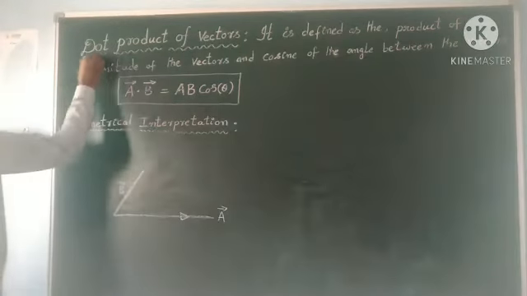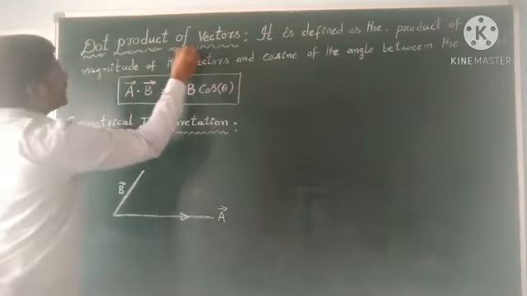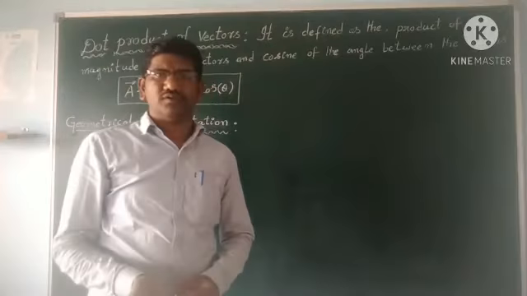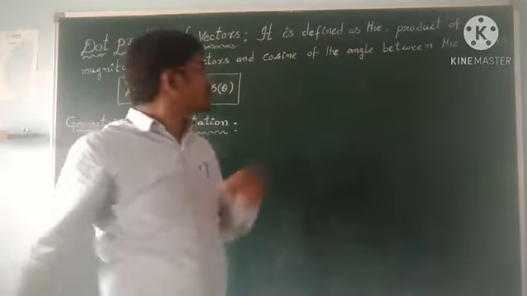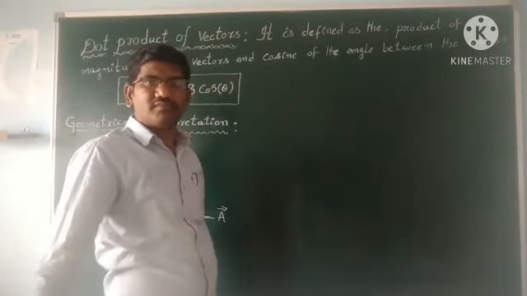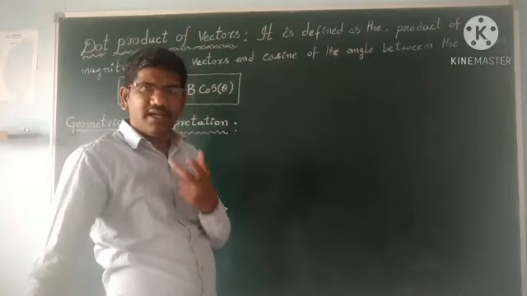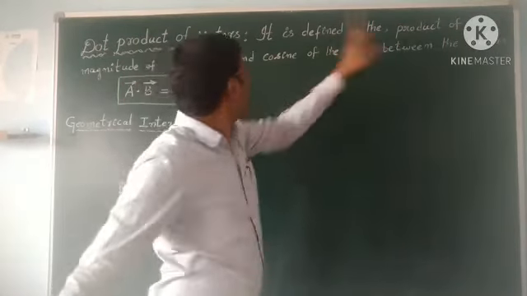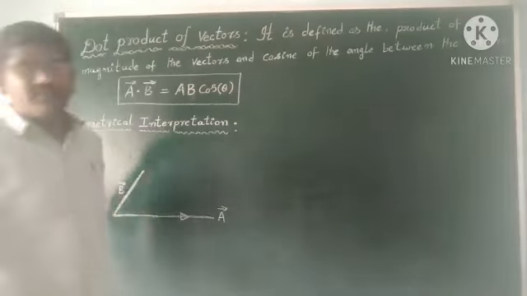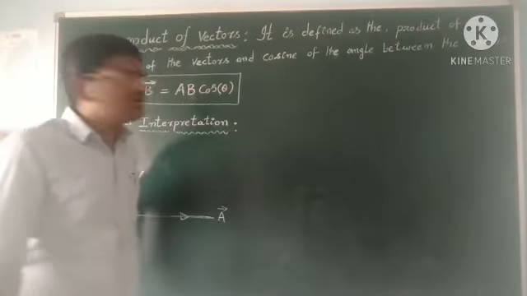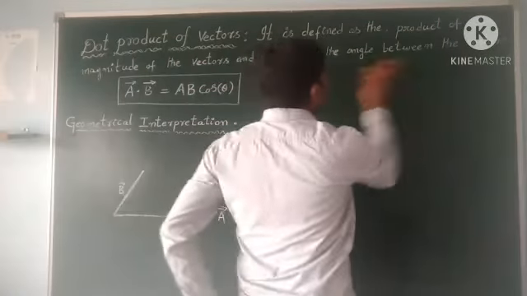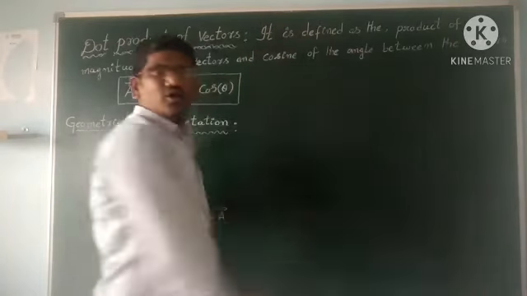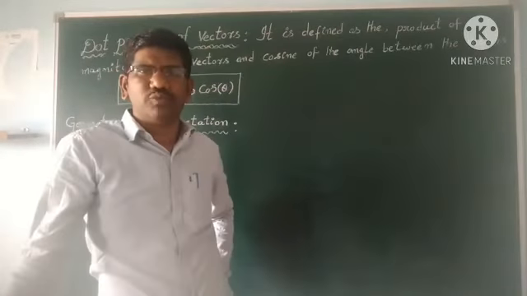So, dot product of vectors. The dot product of vectors is defined mathematically as the product of the magnitudes of the vectors and the cosine of the angle between the two vectors.